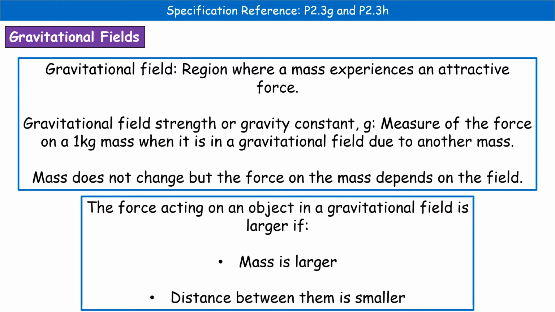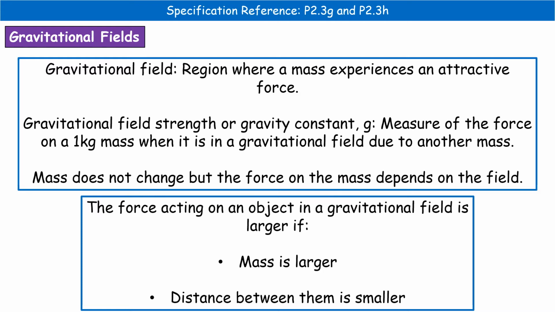Now hopefully we know that a gravitational field is just a region where a mass experiences some form of attractive force. I.e. when you're in that gravitational field, you're being pulled towards the object that's basically causing it. Now, what we do have is this idea of a gravitational field strength or gravity constant, sometimes referred to as G. And this is the measure of the force on a 1 kilogram mass when it's in a gravitational field.